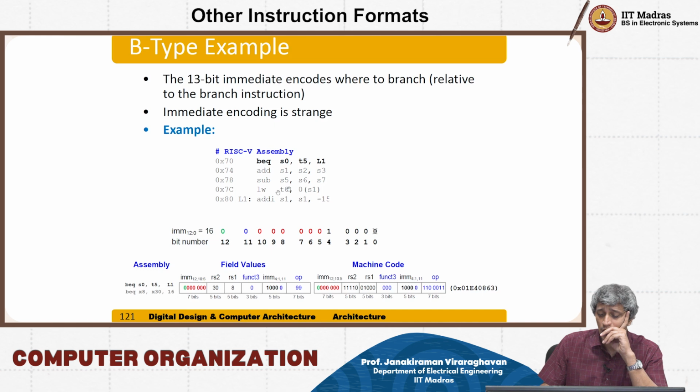So what are you trying to do here? You are saying you are going to compare S0 and T5, and then cause a branching operation relative to the current value of the program counter based on this immediate data. S0 and T5, that is X8 and X30, will be compared, and then you are going to do this L1 jump. The program counter will be added with this L1 appropriately, and you will jump to that particular value.